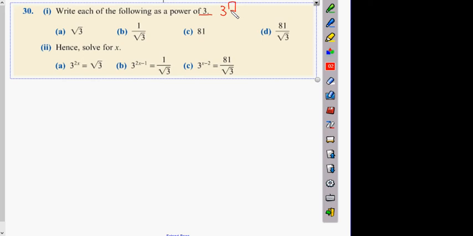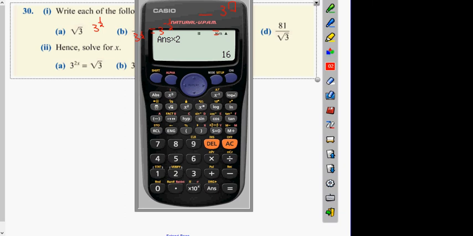So, for example, what would be root 3 as a power of 3? 3 to the power of a half. Fair enough. What about this one? 1 over 3 to the power of a half is 3 to the power of minus a half. And then 81. 9 squared. It is 9 squared, but we want it as a power of 3. So we go to our calculator and we count how many 3's we need to make 81. 3, 9, 27, 81. Alright, there's 4. Oh, wait a second.